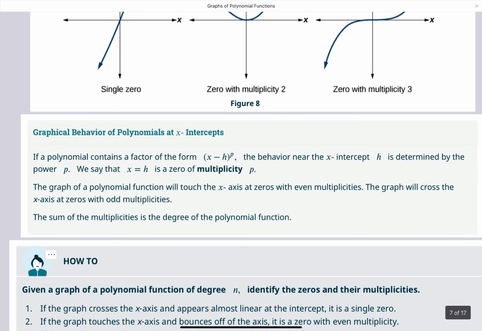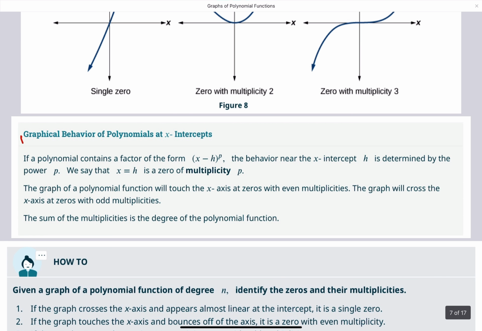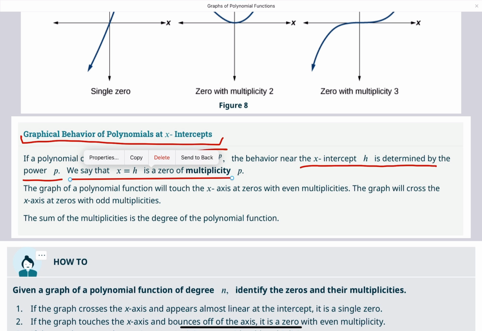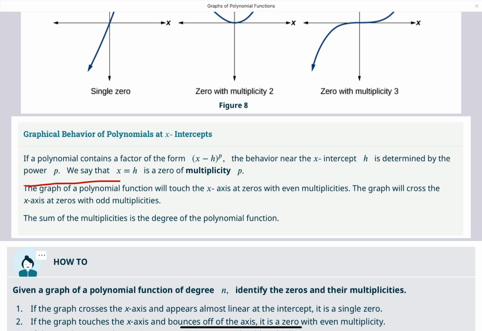Now, what about this? Well, the graphical behavior of polynomials at x-intercepts. If a polynomial contains a factor of the form (x minus h) to the power p, the behavior near the x-intercept h is determined by the power p. We say that x equals h is a zero of multiplicity p. Yeah, so this is basically the zero, and the multiplicity would be p. And the graph of a polynomial function will touch the x-axis at zeros with even multiplicities.